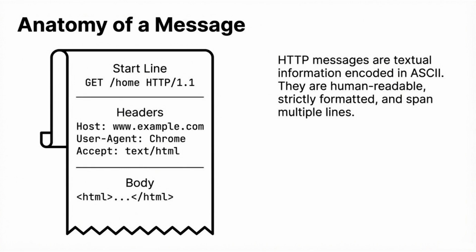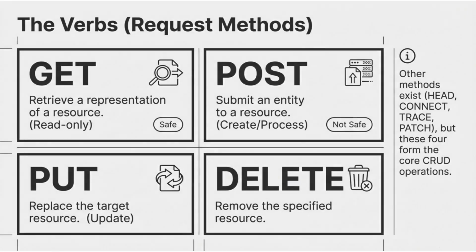So the request part of this whole conversation always kicks off with an action word, what we call an HTTP method, or a verb. The one you use all the time without realizing it is GET. That's your browser asking to retrieve a web page. But there are others, like POST, which you use when you submit a form. There's PUT for updating something, and DELETE. Well, you can probably guess what that one does. These four verbs, they're basically the backbone for almost everything we do online.